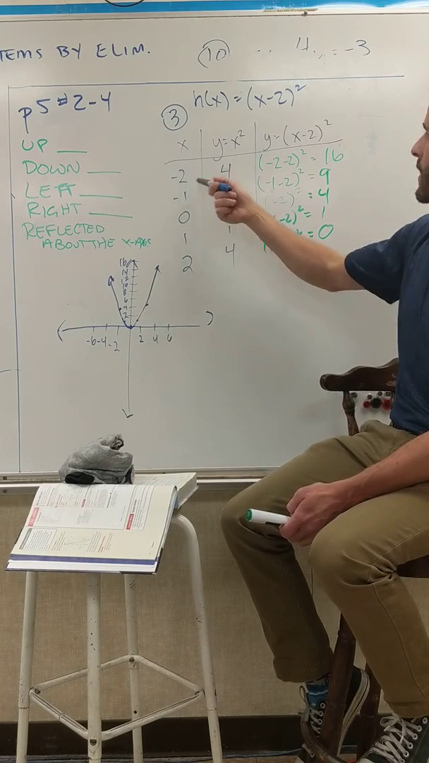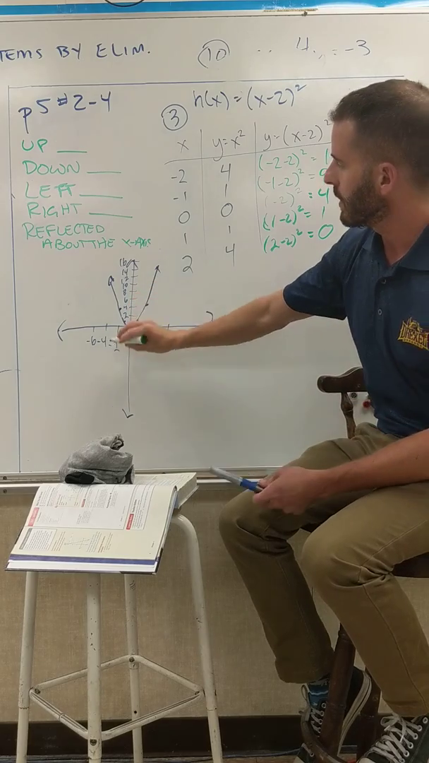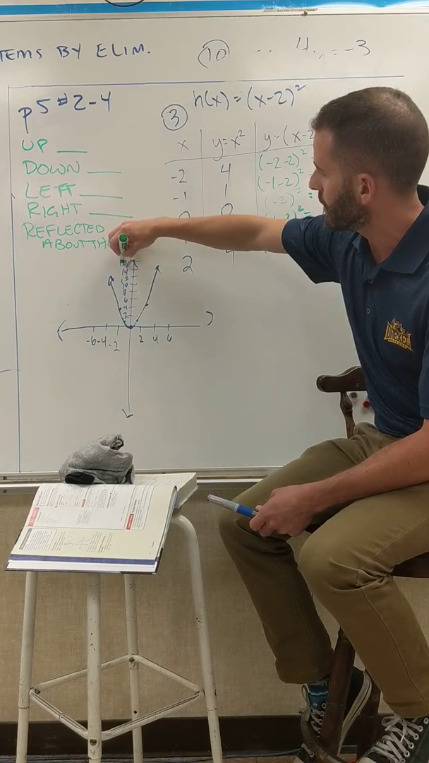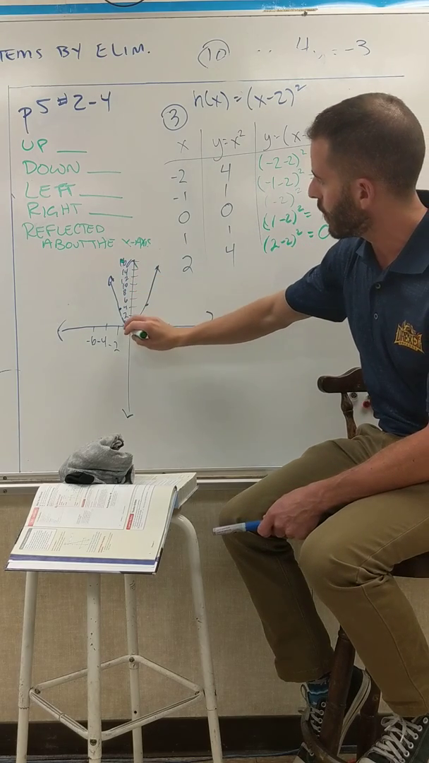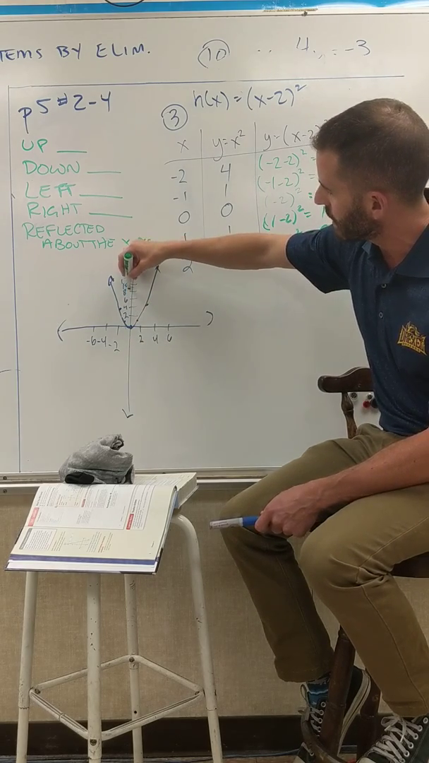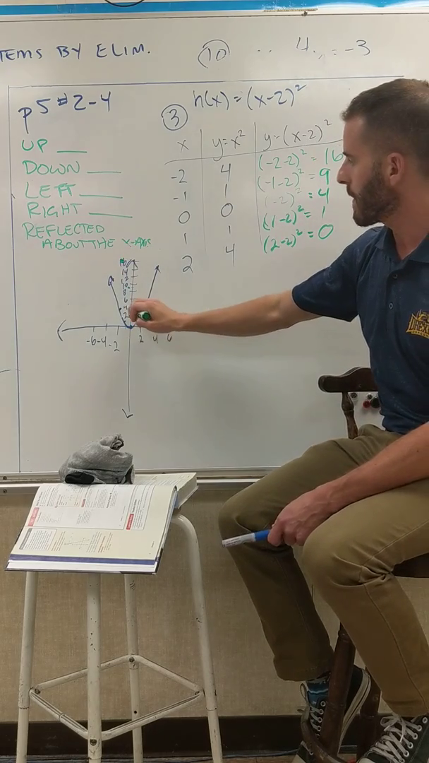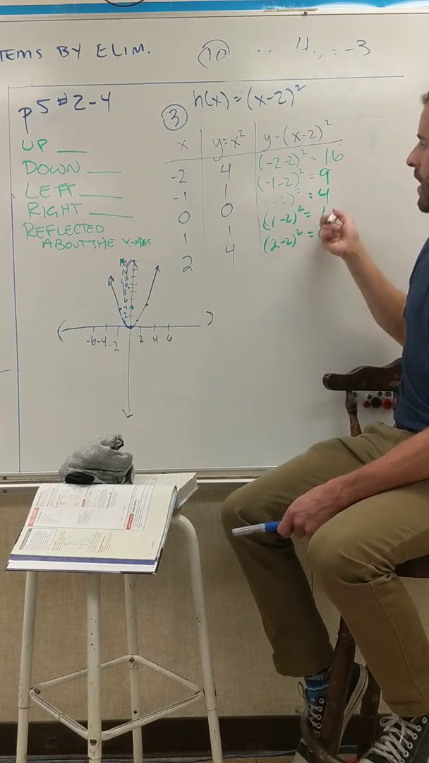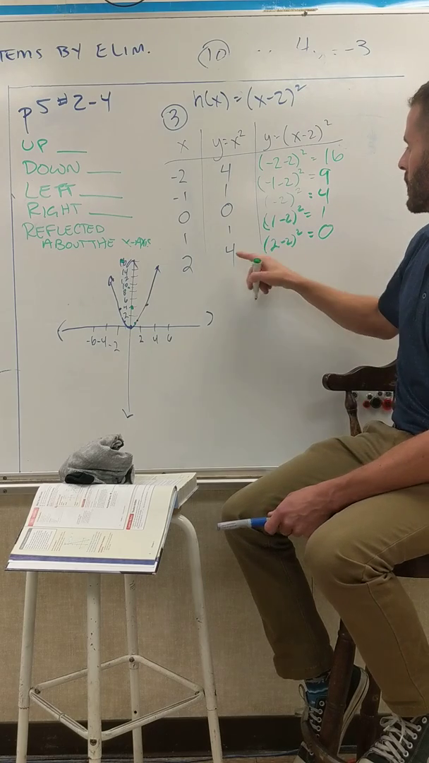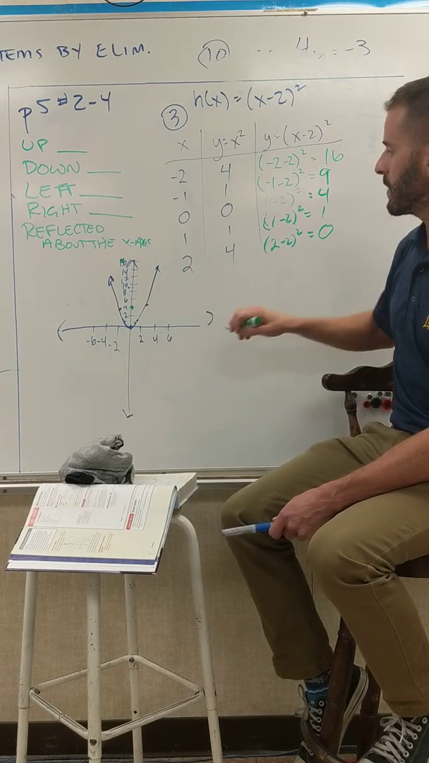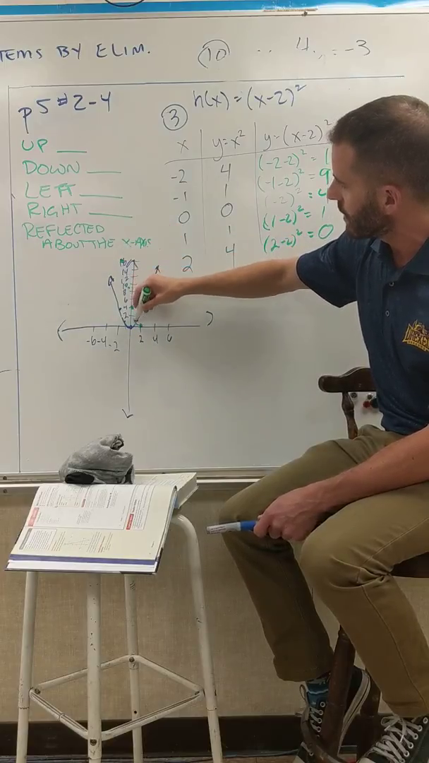All right, now -2 comma 16. So I'll use my other color here. -2, 16 is going to be right here. -1 comma 9. Well, -1 is going to be right here, 9 is going to be here. 0 comma 4. 1 comma 1. Looks like that. And 2 comma 0. So actually it doesn't look like I have much of a parabola here.